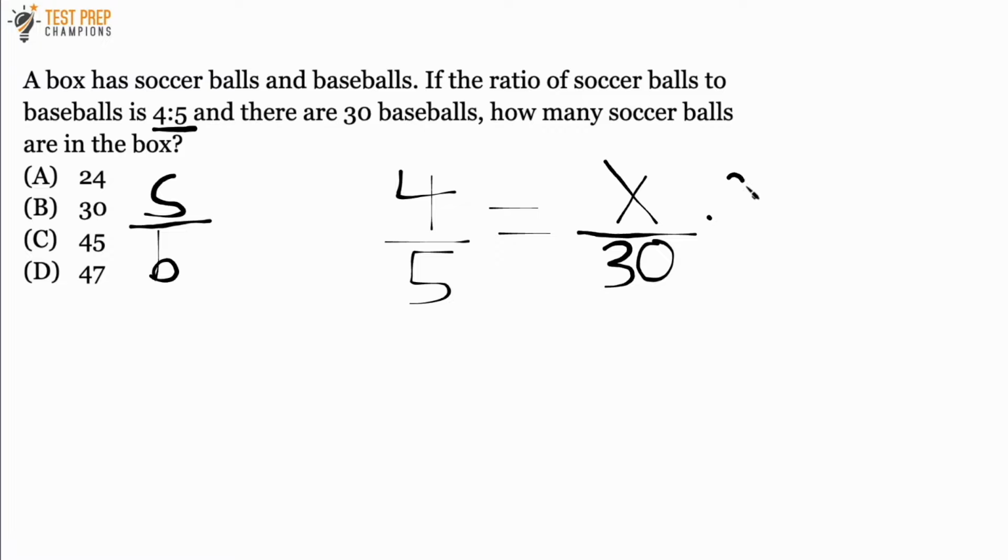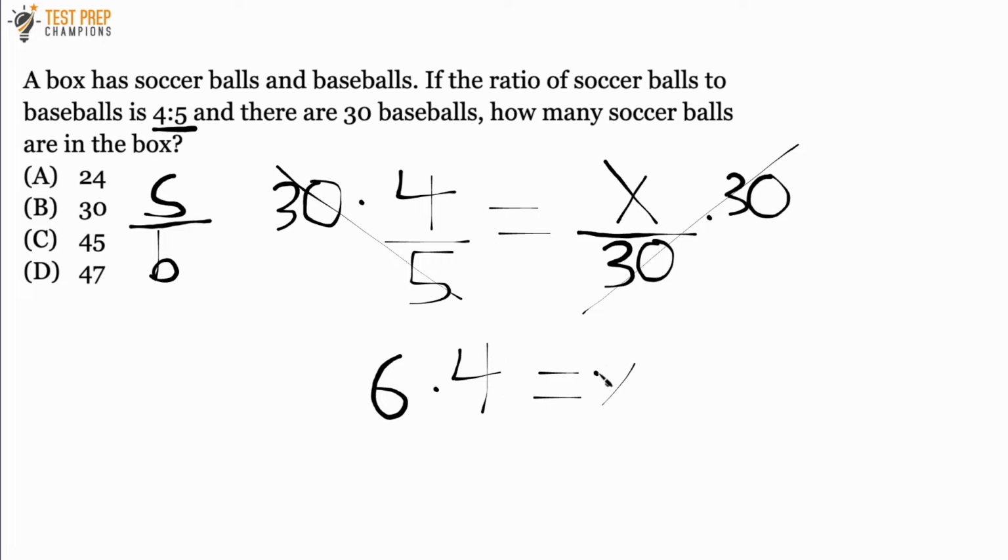And now what I want to do is multiply by 30 on both sides of the equation. So if I multiply by 30 over here, the 30s cancel out. And so when I multiply by 30 over here, there's two options. I could do 30 times 4 and then divide by 5, or I could start by doing 30 divided by 5 and then multiply by 4. So the way I'm going to do this is I'm going to do 30 divided by 5 first. Now what is 30 divided by 5? 30 divided by 5 is 6. So now I have 6 times 4 equals X. So what is 6 times 4? Well, 6 times 4 is 24. So we see that 24 equals X. So in other words, there are 24 soccer balls in the box. So A is the correct answer here.